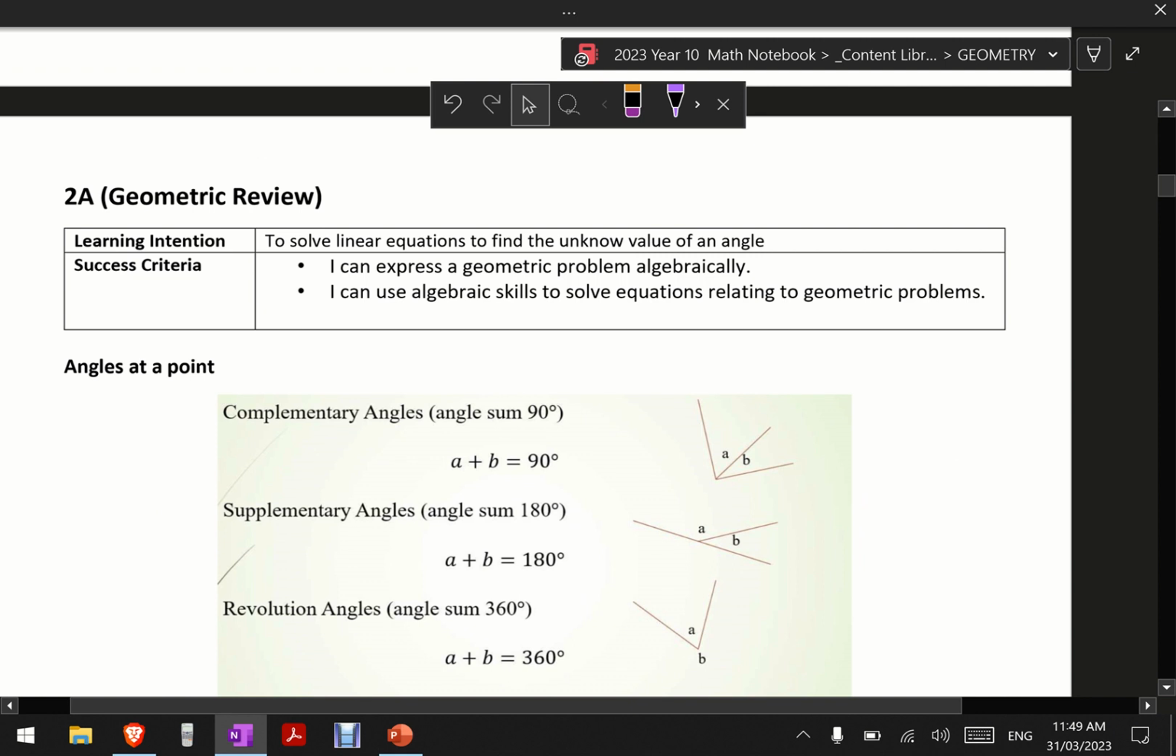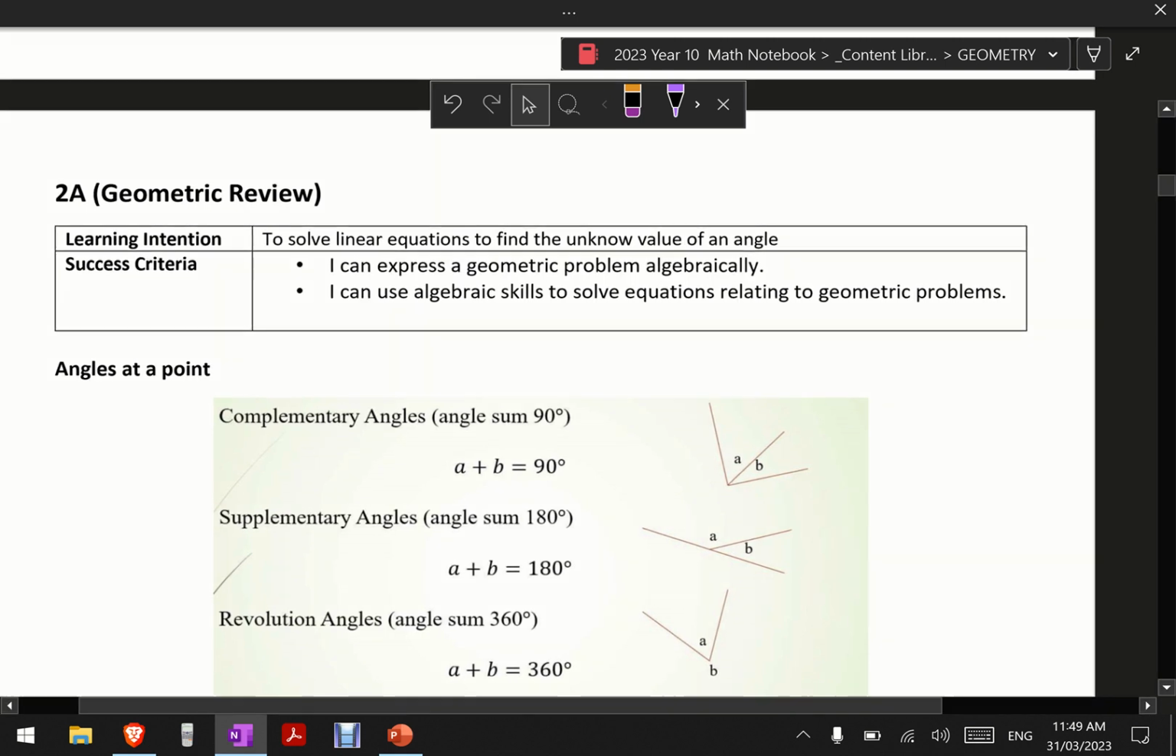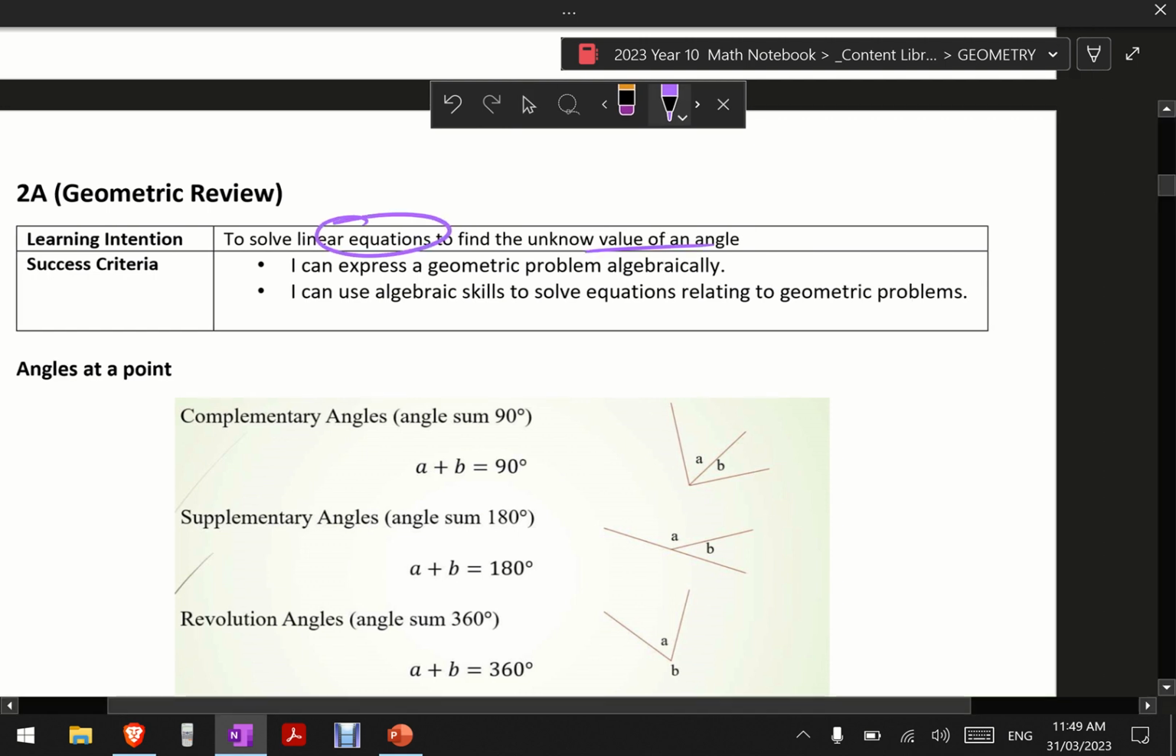So today what we're looking into is just a quick review of what you may have learned in the past with geometry. If you're not already at this page, please flip along to that page with me. Our aim today is to be able to solve equations with relations to angles and geometry. It's not too crazy, it's things that you've already done before.